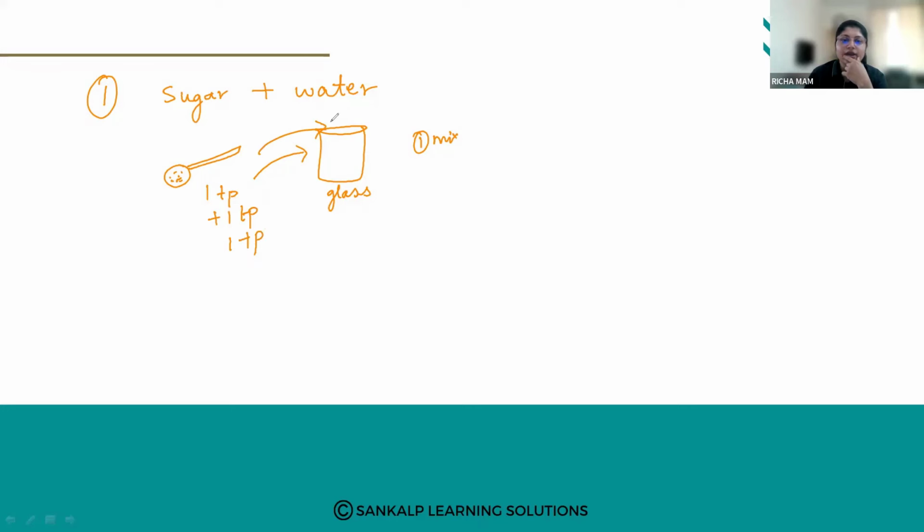Like this, there will be one limit, one point. Once that point is reached, the sugar will start to be deposited at the bottom. You can mix 1 tablespoon, another tablespoon, 1 more tablespoon, but after some limit, the sugar will not dissolve in water, but will get deposited at the bottom.